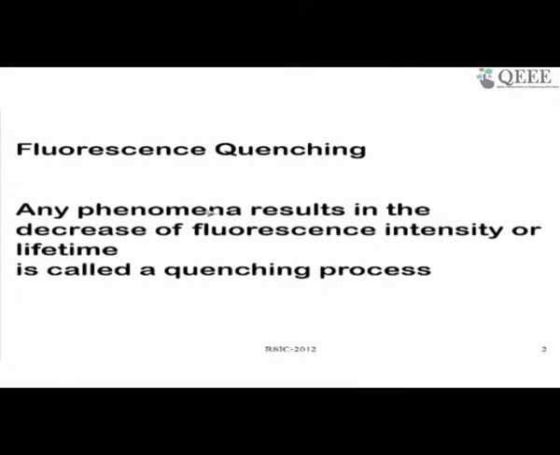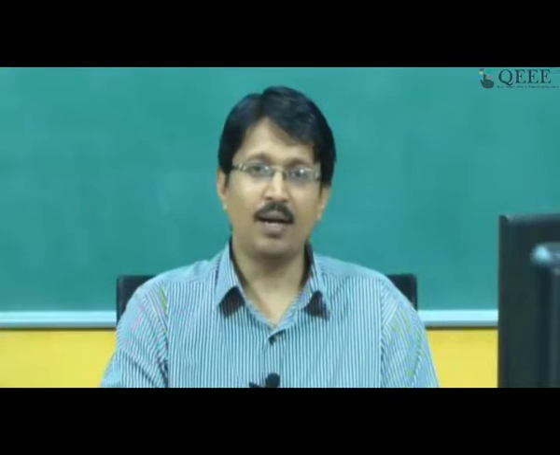So as far as today's class is concerned, we will just refresh some of the things that we did in the class yesterday. One is about fluorescence quenching. As we mentioned, fluorescence quenching is any phenomena that results in the decrease of fluorescence intensity or lifetime. So you have a fluorophore or a light emitting species in the system. You shine light, it is supposed to give the fluorescence back. Sometimes what happens is that the intensity of the fluorescence will go down for some reason. We don't know the reason, but that phenomena of decreasing the fluorescence intensity is called quenching.